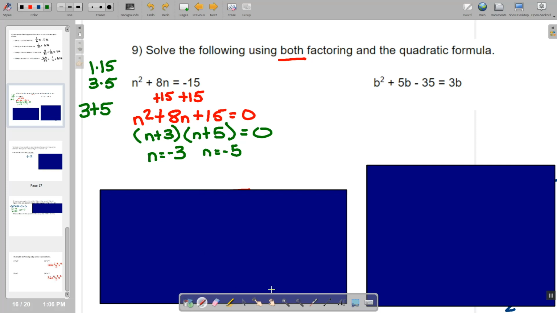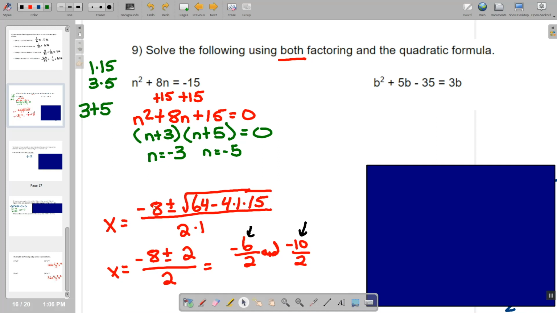If I do the quadratic formula, which I did down here, I end up getting the same thing at the end. I get -6 over 2, which is -3, and I get -10 over 2, which is -5. So I end up getting the same thing both ways.